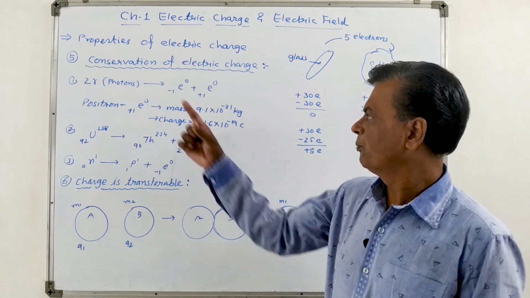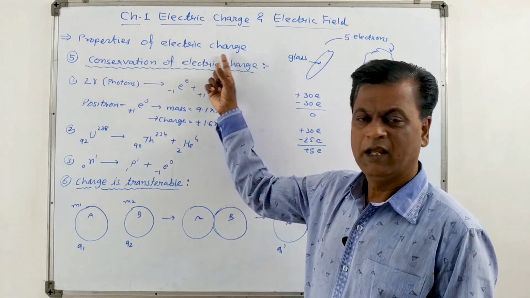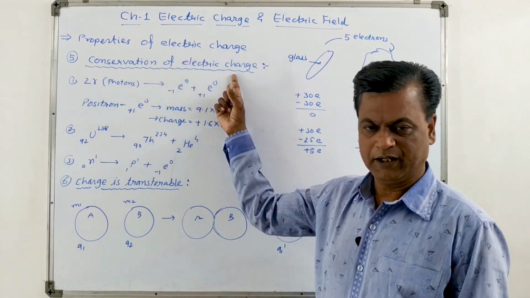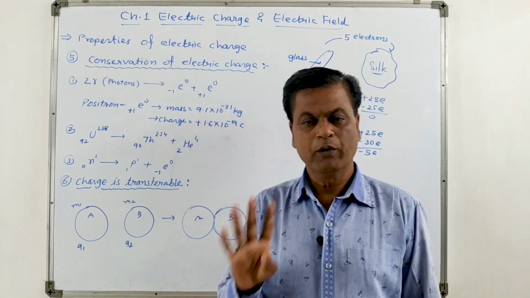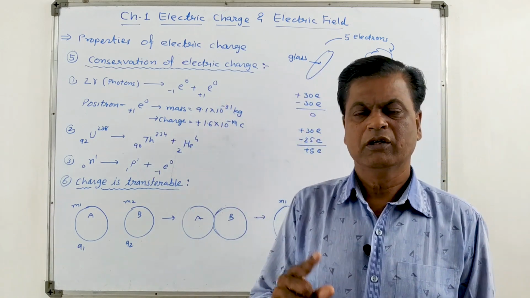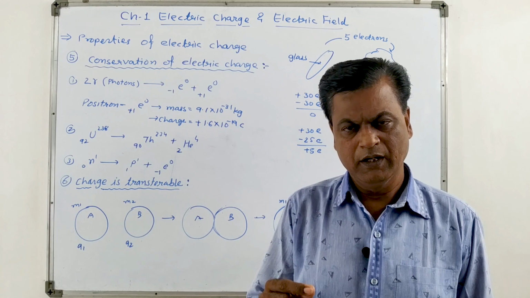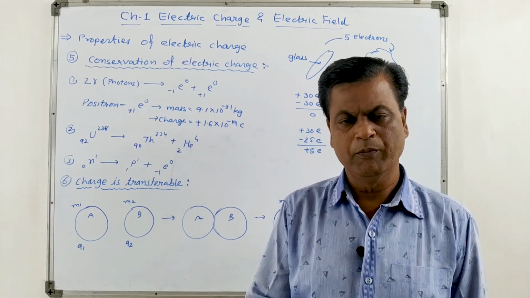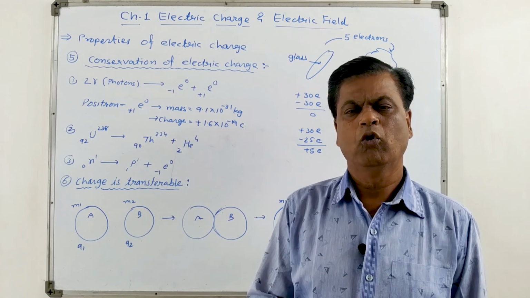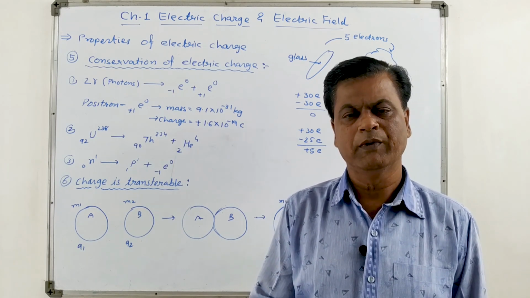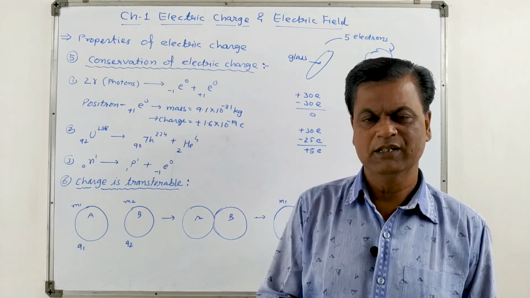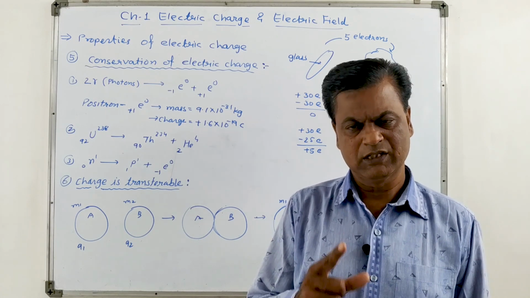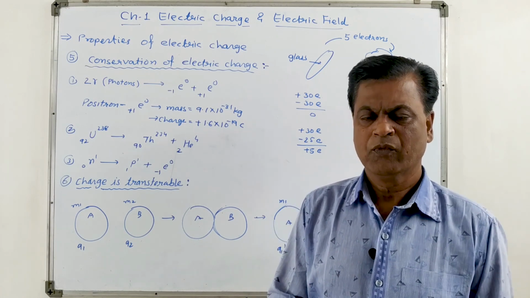Now, the fifth property of electric charge, that is conservation of electric charge. There are four fundamental laws. First, the law of conservation of energy. Second, the law of conservation of linear momentum. Third, the law of conservation of angular momentum. And the fourth one is the law of conservation of electric charge.